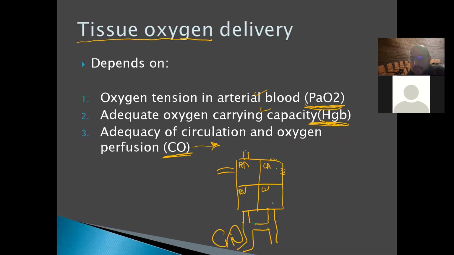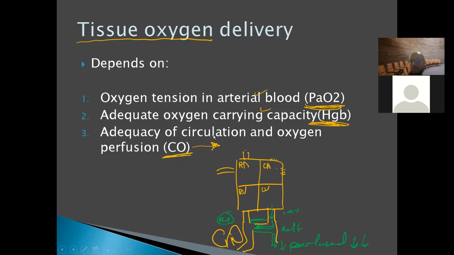Because if you have a baby with a large PDA, what happens? He's supposed to be pumping 100% of the blood this way. If the blood starts shunting left to right, what happens to the perfusion? Your perfusion will decrease, correct? So although the cardiac output is normal or might even increase, your perfusion is decreased, and that can lead to tissue hypoxia.